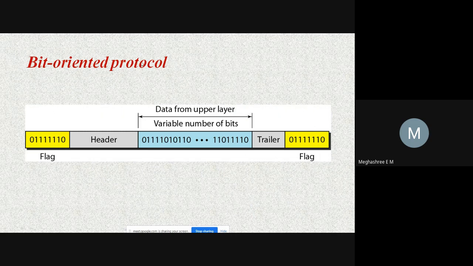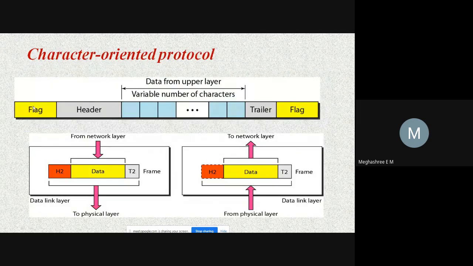Next, as I said, all flags, header, data, everything will be in the form of bits, either 0 or 1. Patterns of 0s and 1s are followed here, whether in the place of flag, header, or data. Everything will be in the form of zeros and ones.